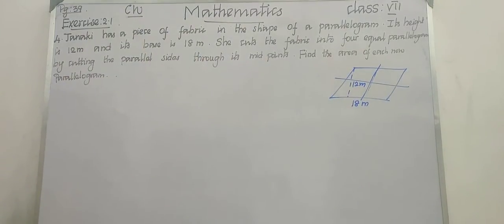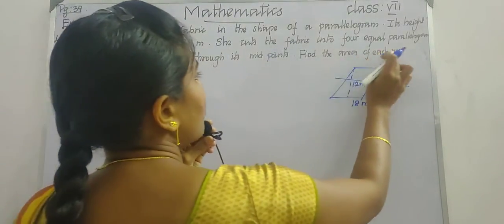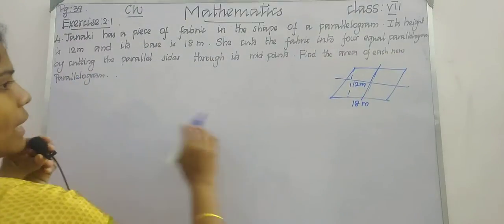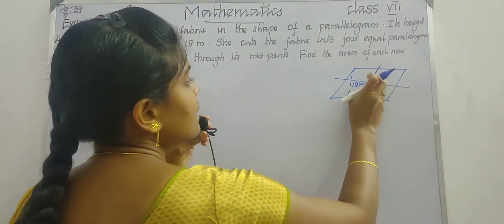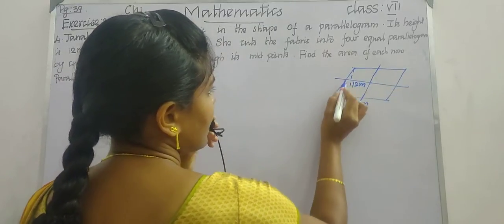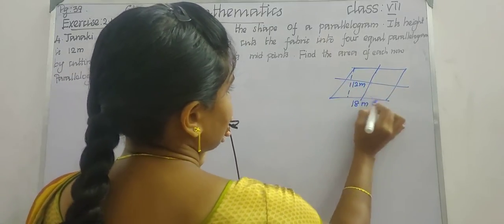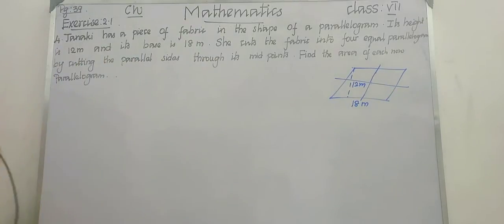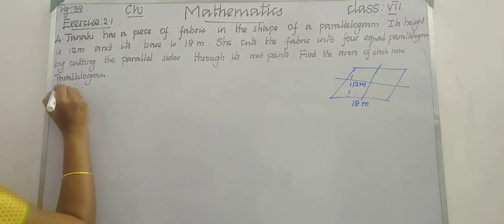Children, find the area of each new parallelogram. We got this parallelogram, and this one is a parallelogram, and this one is a parallelogram, and also this one is a parallelogram. We are going to find the area of each new parallelogram. Children, how will you find? First of all, let us write the given. See what is given?